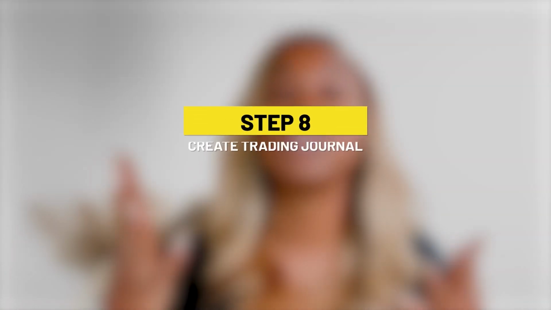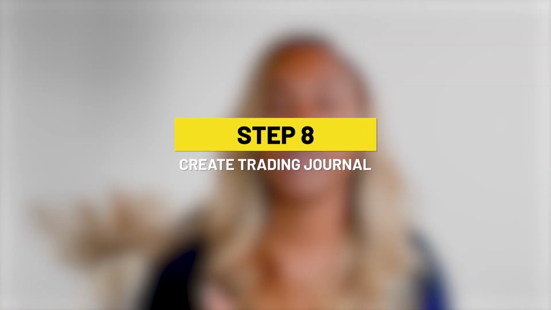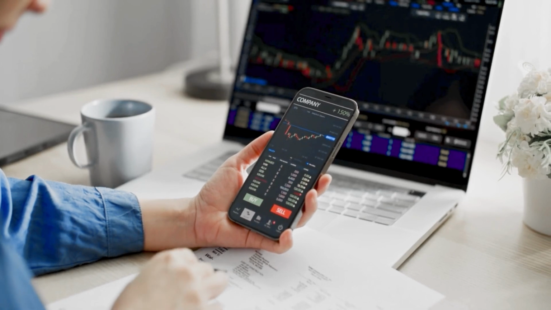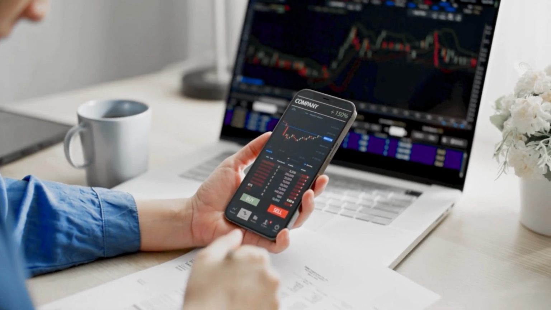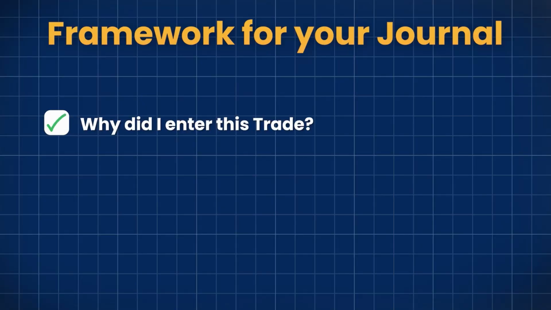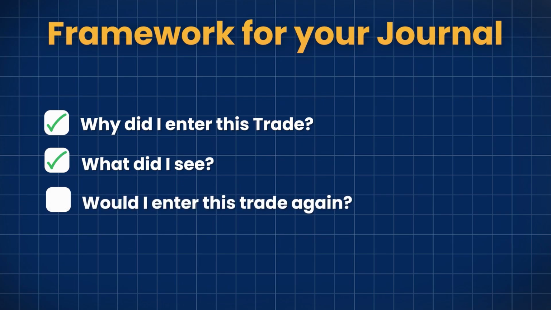Okay guys, so two more steps. The second to last step is your trading journal, right? Creating a trading journal is what you use to record your trades, good or bad. It's telling yourself, okay, if it was a green trade, or a good trade, what did I do? Why did I enter this trade, and would I do this again? The framework for your journal should be: why did I enter this trade? What did I see? And would I enter this trade again?